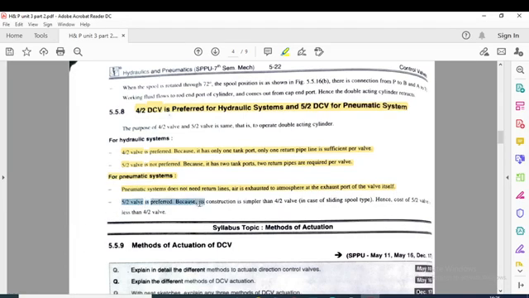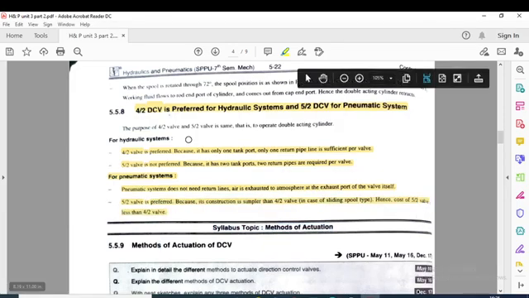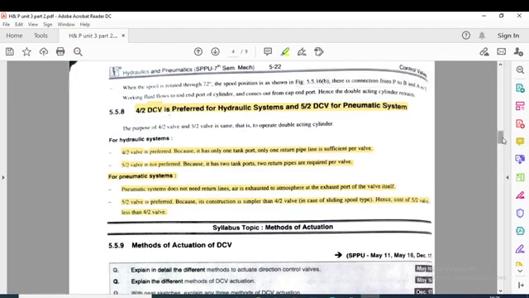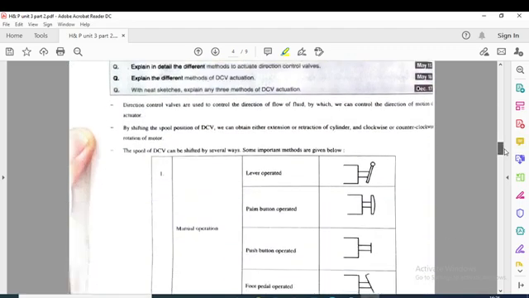5 by 2 valve is preferred because its construction is simpler than the 4 by 2 valve in case of sliding spool type. Hence, the cost of the 5 by 2 valve is less than the 4 by 2 direction control valve here. That's why 4 by 2 valve is preferred in hydraulic circuits, and 5 by 2 valve is preferred in pneumatic circuits.